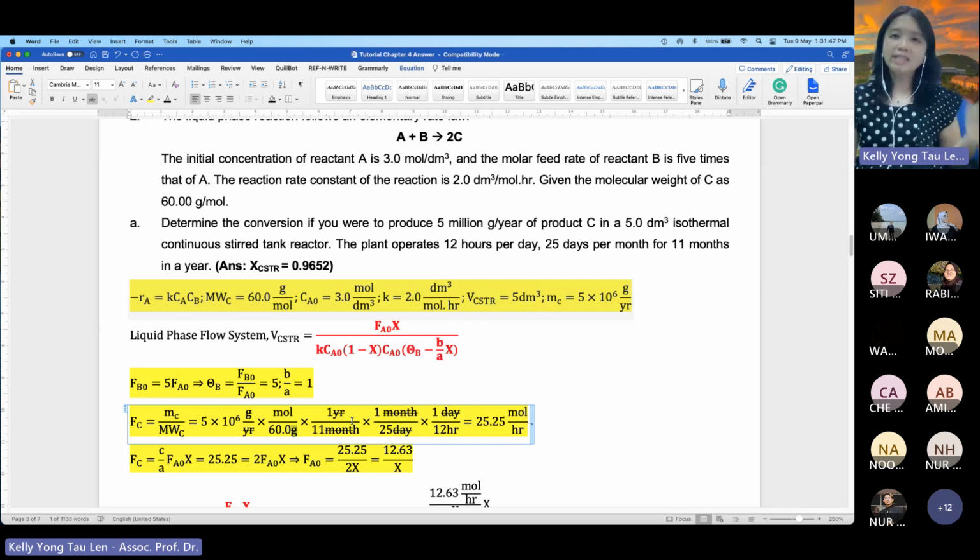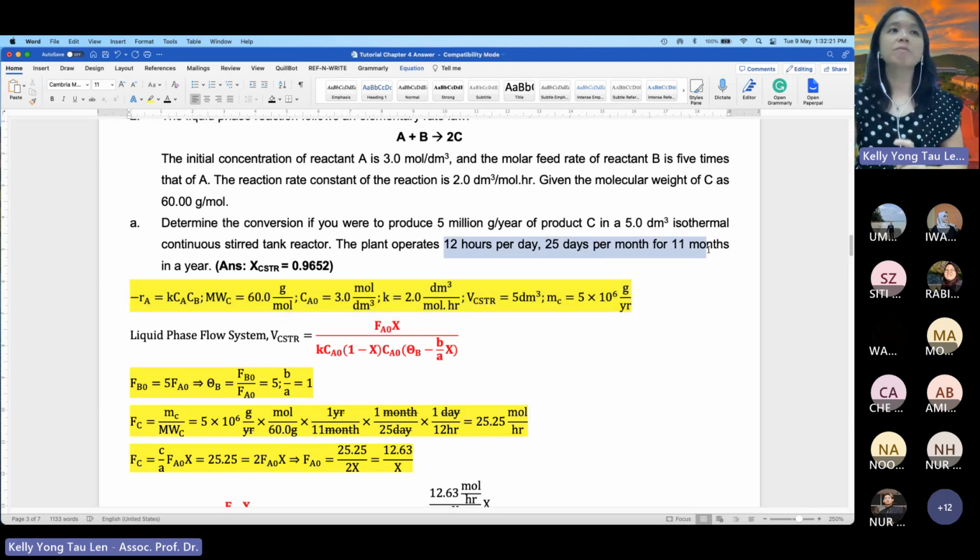The only way for you to cancel the gram is by dividing with 60 gram per mole. So when you do this, kamu tengok sekarang unit kamu adalah mole per year. Still tak boleh solve sebab kita nak mole per hour. Okay, so now saya nak convert year kepada hour. To convert year kepada hour, kamu tak boleh guna konsep 1 tahun 365 hari, 1 hari 24 jam, and so forth. Sebab plan saya ni 1 year tu ada limitation operational time saya.